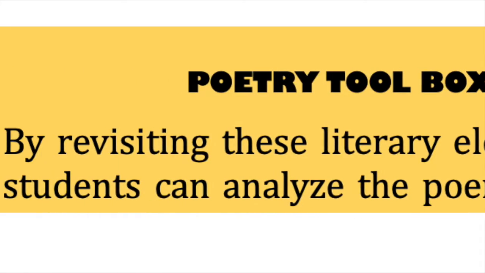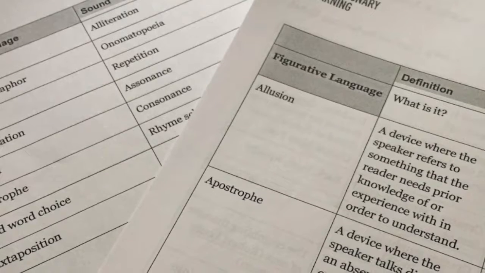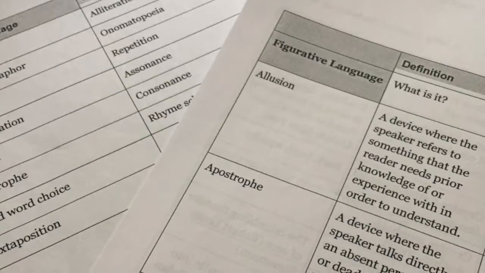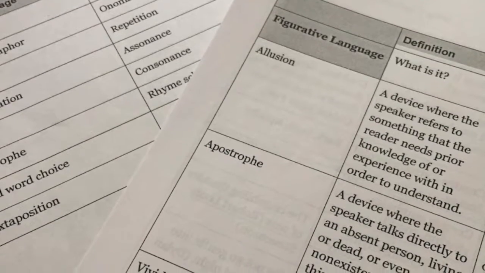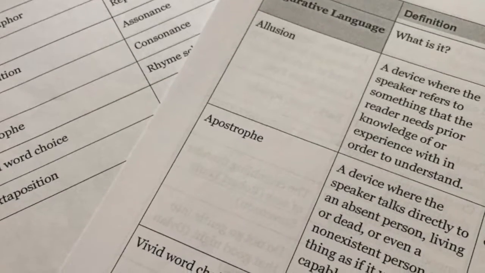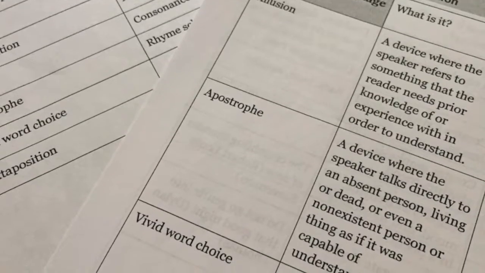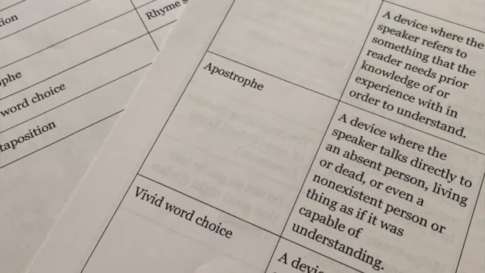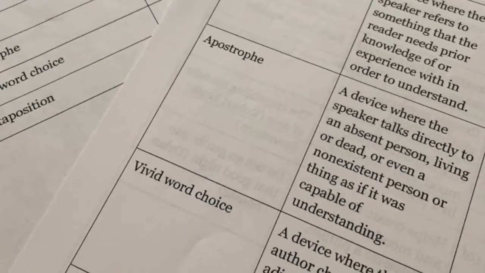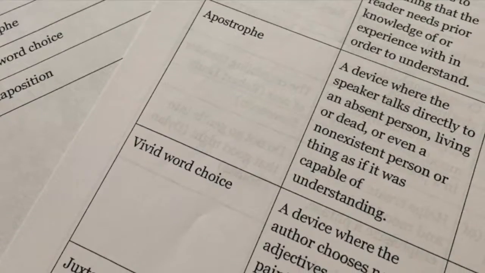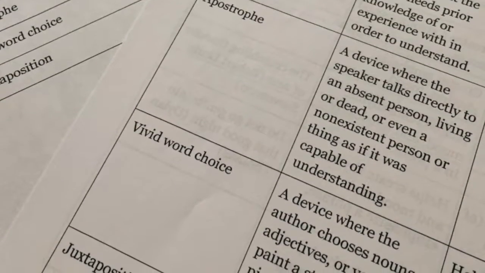Poetry Toolbox. Every writer needs to have their toolbox. Reintroduce your student to the poetry toolbox to remind them of all the different ways a writer uses alliteration, allusion, repetition for effect, and onomatopoeia.